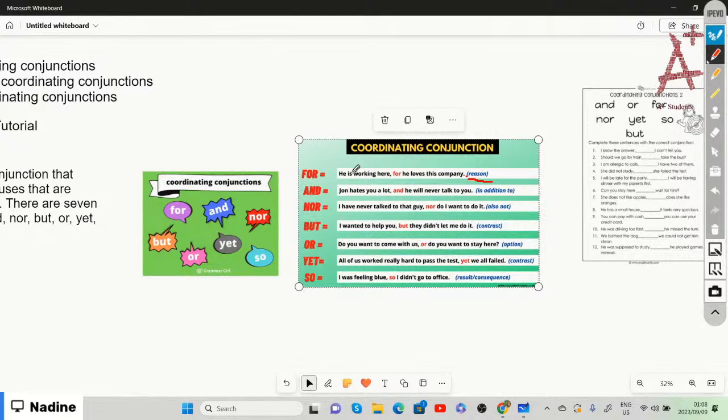Do you want to come with us, or do you want to stay here? That is when we use or. Or is like options. It's this or that. You have options. So, do you want to come with us, or do you want to stay?